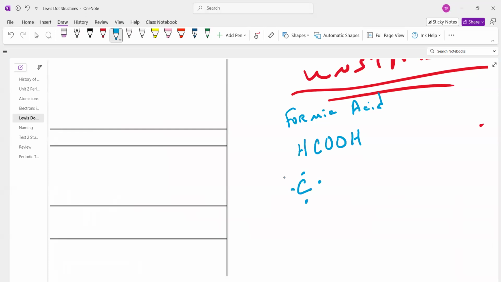Why is it not just H2CO2? Would that still be the same? Yeah, they're equivalent. The reason I did it this way is formic acid is an acid, and an acid will give up a hydrogen ion. So this is the one that comes off, not this one. So it's an organic acid, you need to start with COOH.